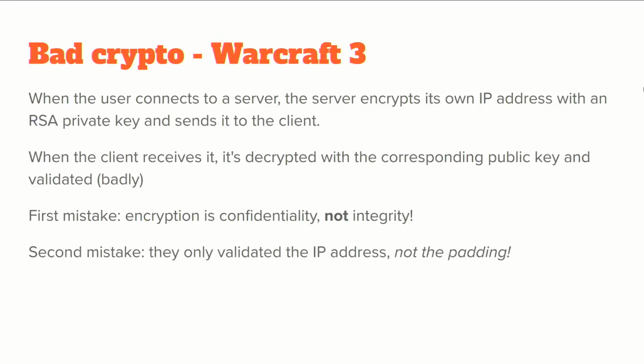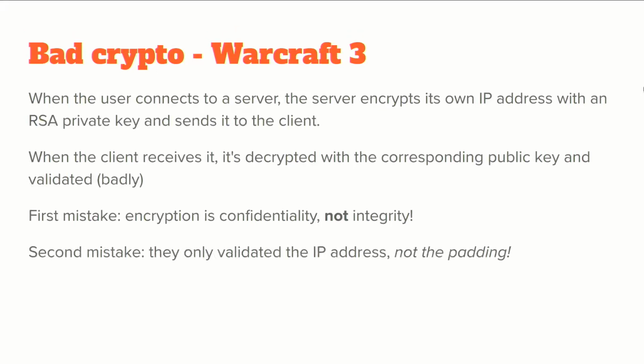The second mistake is when they validated the IP address, they would take the IP address, which is 4 bytes. This predates IPv6. Everything predates IPv6. But they would take the 4 bytes, they would pad it with 1,020 bytes. They would encrypt it, send it to the client. The client would decrypt it and verify the first 4 bytes are the IP address, and then stop. That means that an attacker could generate a valid encrypted block in less than 2^32 tries, or 2^31 tries on average.